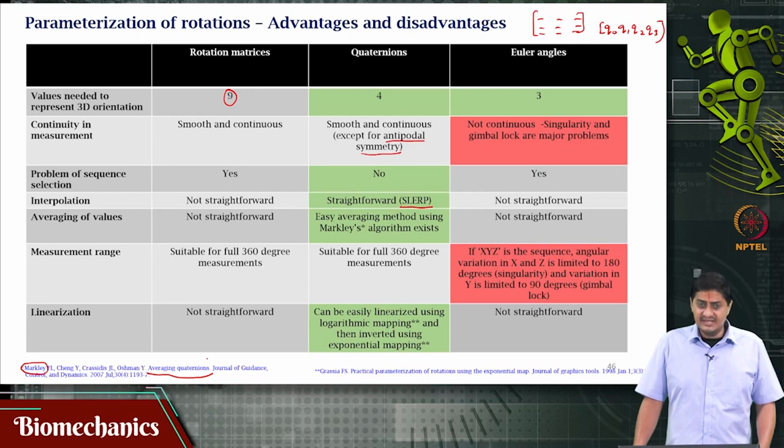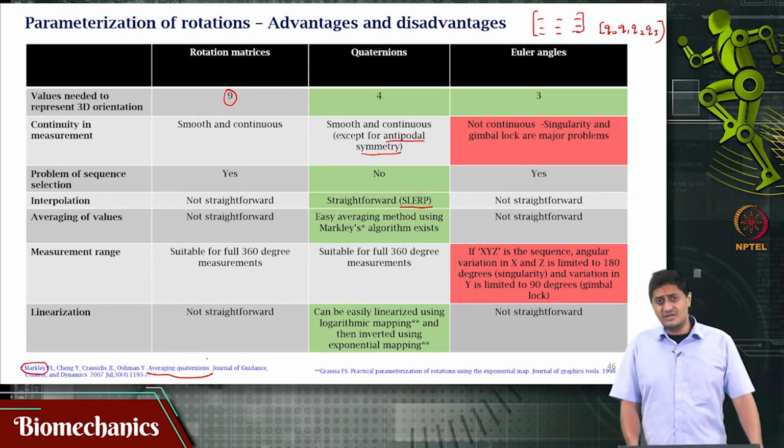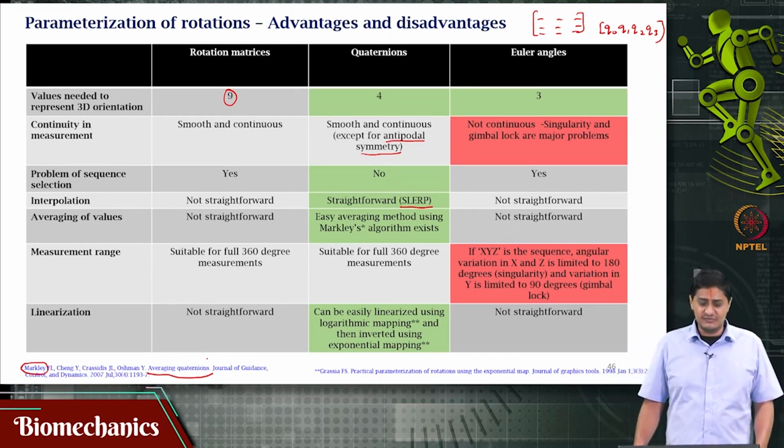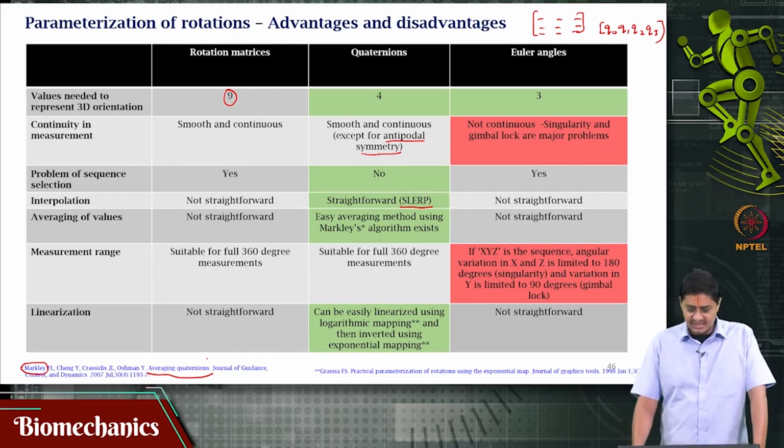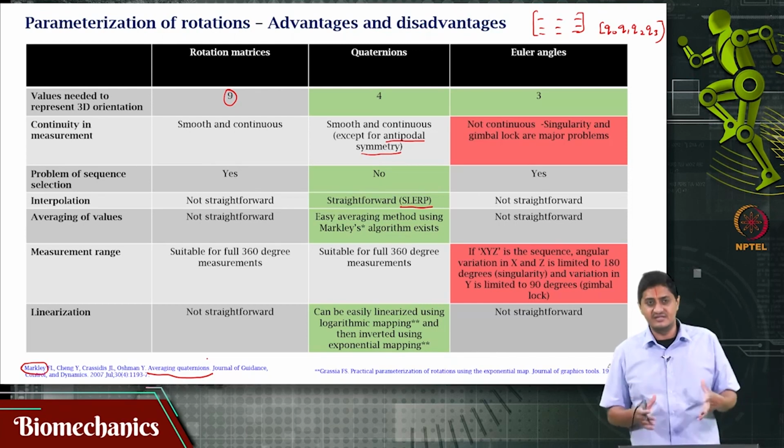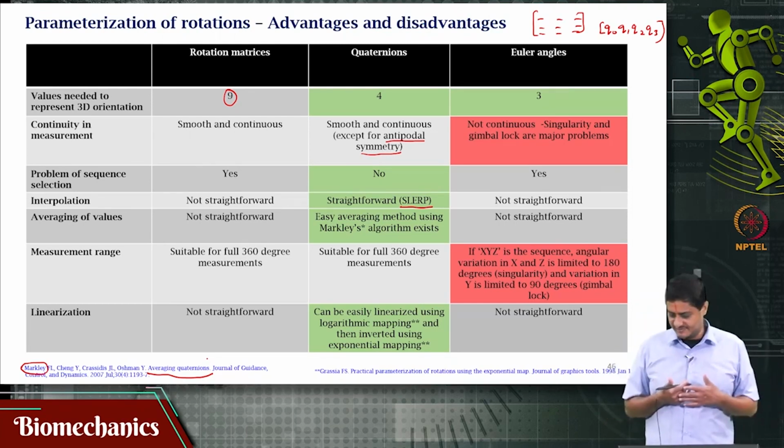Linearization of these data sets, whether represented in rotation matrices or in Euler angles, is not straightforward. Again, in quaternions also it was not straightforward, but people have developed algorithms that use a logarithmic mapping and an exponential mapping method to linearize. So, from reading this table, what is the message that you are getting?